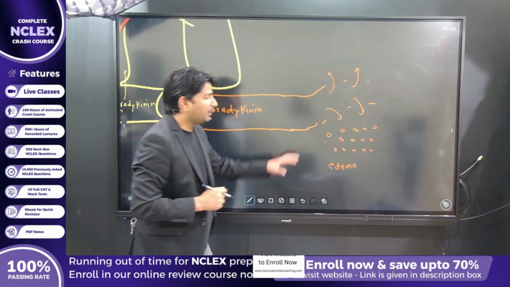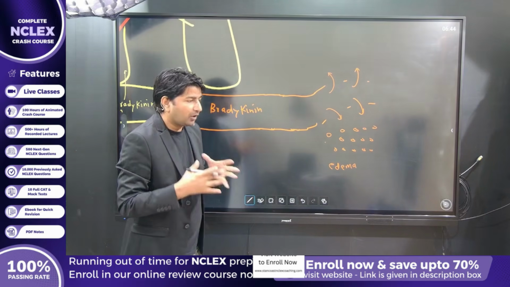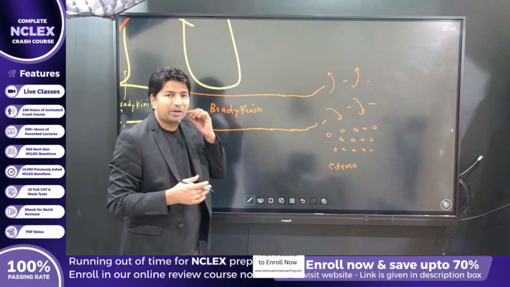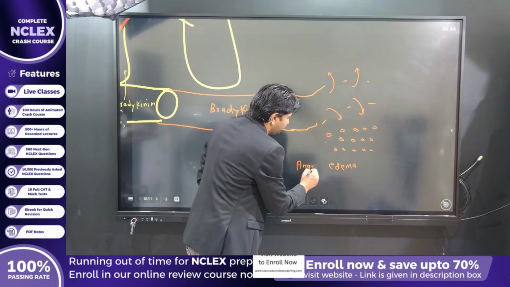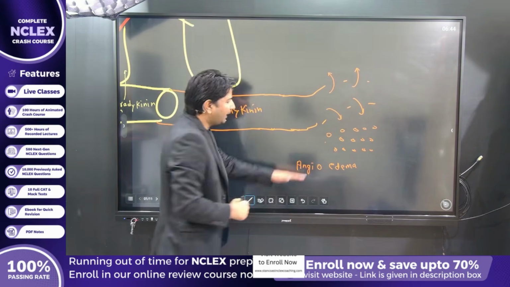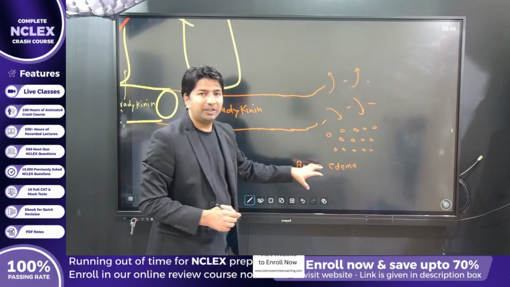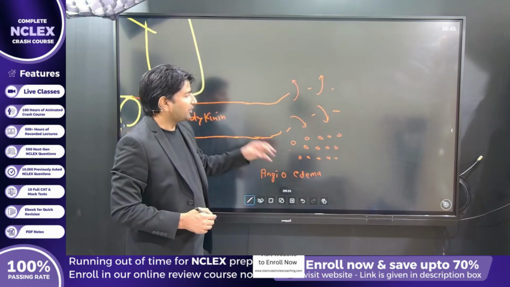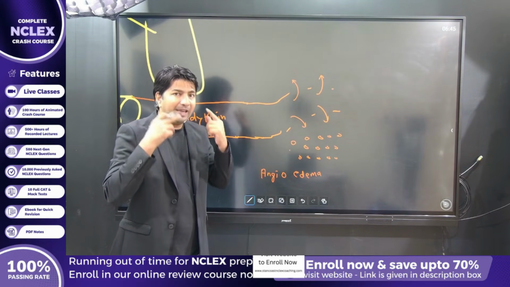But this edema has occurred due to blood vessel dilation. And blood vessels, we can call angio. So this condition is known as angioedema. So edema that occurred due to the dilation of the blood capillaries, we call angioedema. If this has occurred, then there will be swelling around the lips, around the tongue, and swelling around the throat.